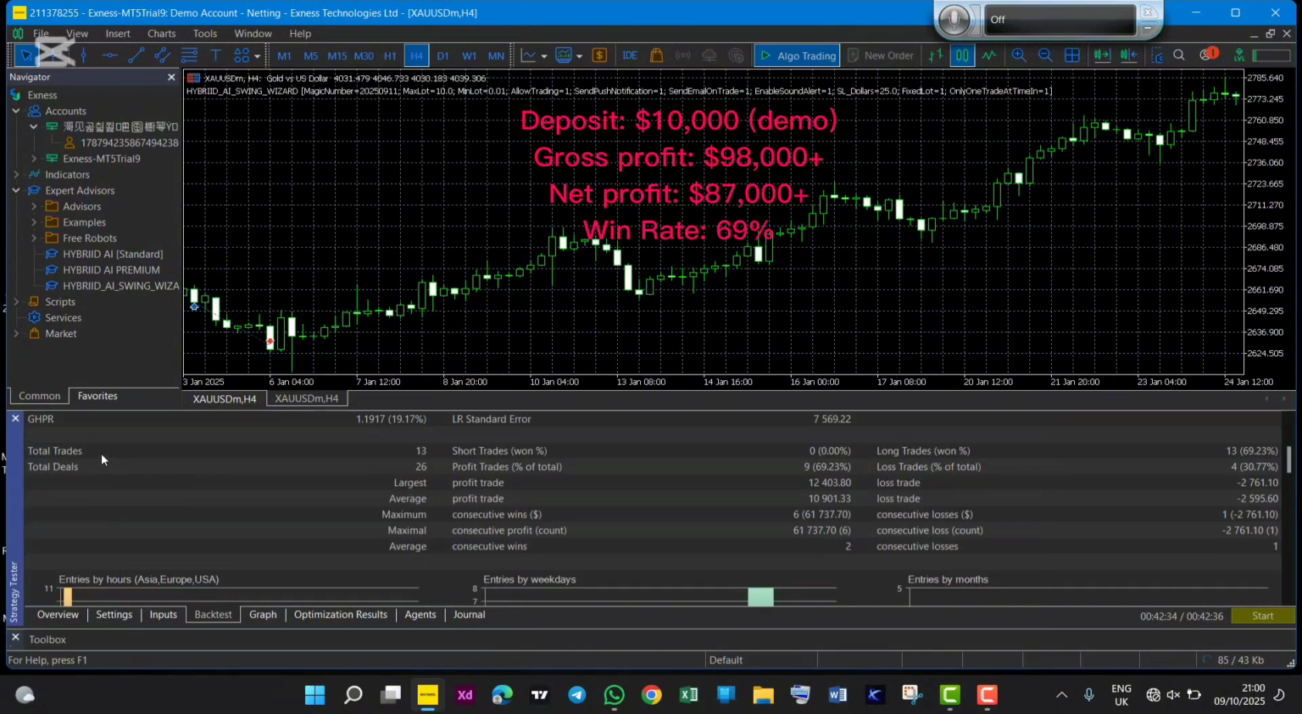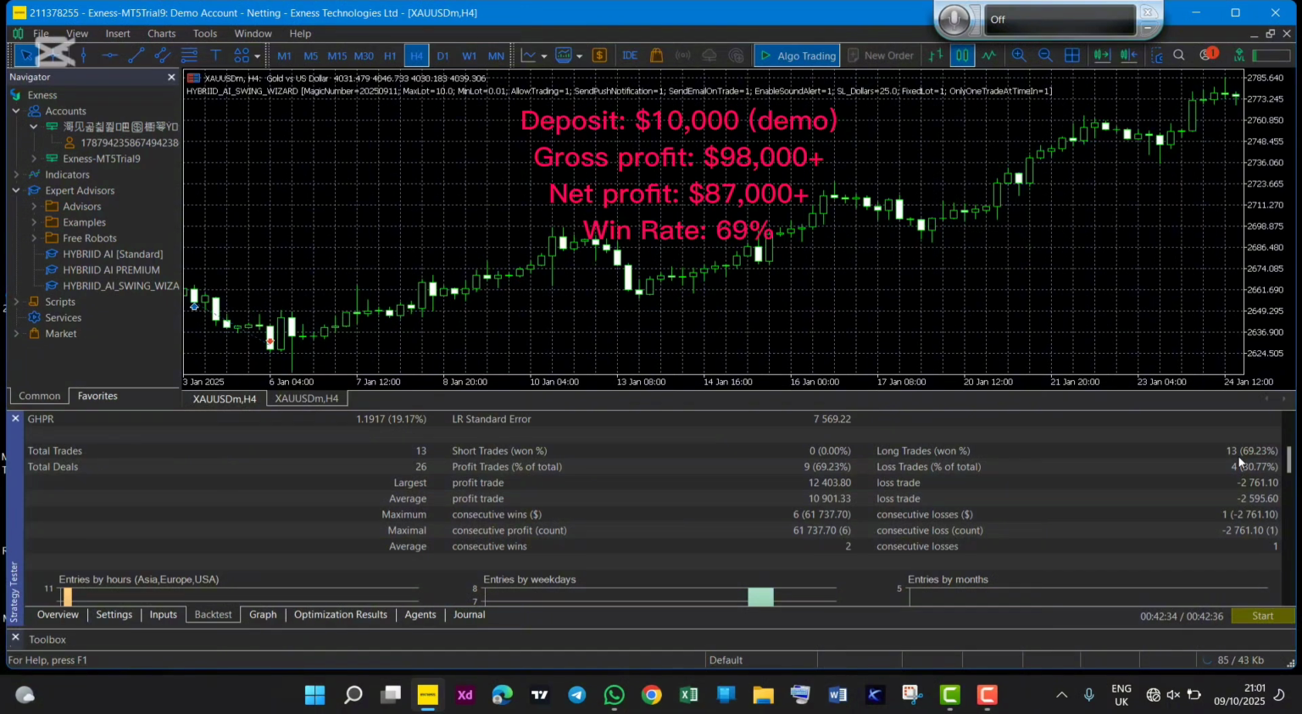Wow. Total trades is 13. Short trades: the robot doesn't take any short trades, because that's how the robot is programmed. It doesn't sell, it only buys gold. So the short trades is 0. Then the long trades is 13, which is the total the robot took within these 9 months. And look at our win rate, 69.23%.